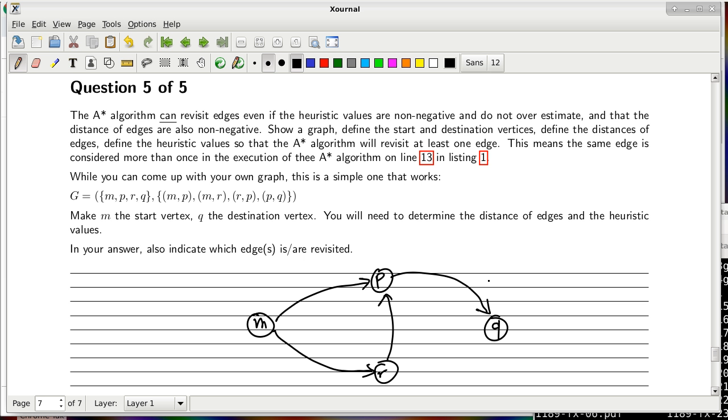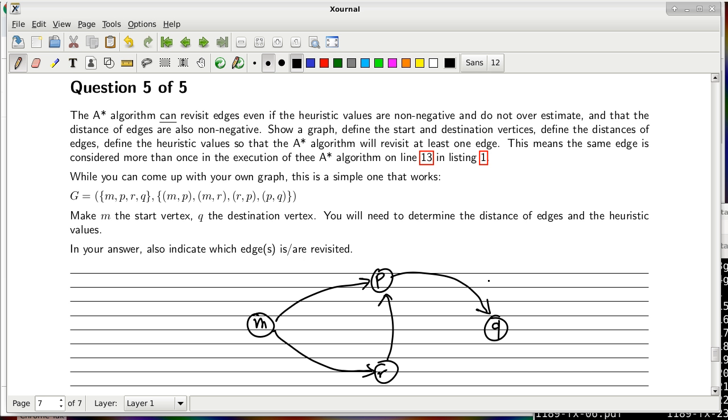Now we have to find out how we assign distances of the edges and also heuristic values so that one edge is going to be revisited. So now the question is, which edge do you think is going to be revisited? That's the first thing.